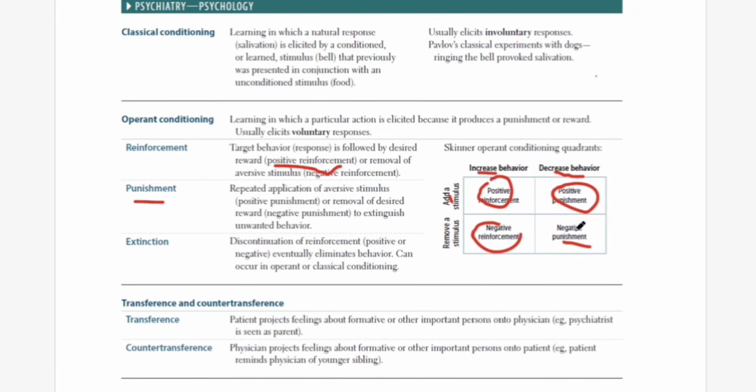Let me give you another example. For example, a driver gets a speeding ticket, which discourages future speeding. That's also an example of positive punishment.